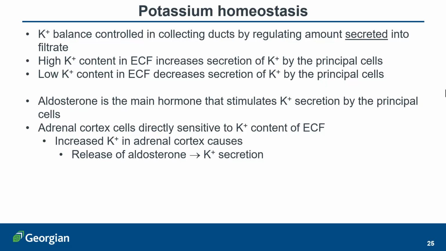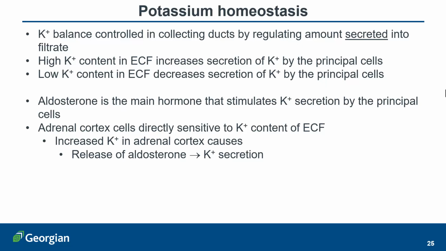So how does this all work? Well, it's really based upon the fact that the adrenal cortex cells are directly sensitive to the potassium content of ECF, in other words, serum potassium concentration. An increase in serum potassium in blood, which is present everywhere, including the adrenal cortex, causes the release of aldosterone. Aldosterone will then promote potassium secretion, right? So the serum potassium content, as we saw previously, is tied to aldosterone release.